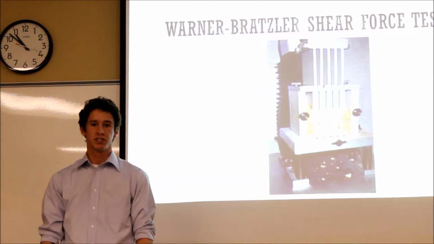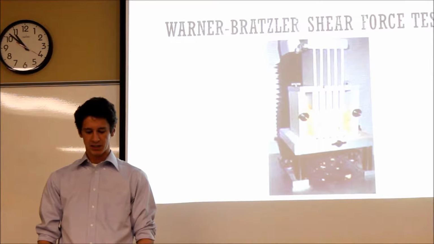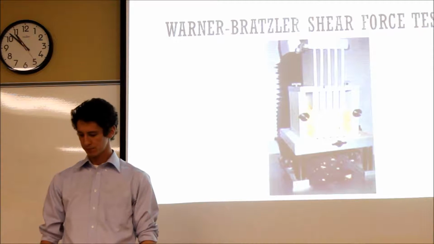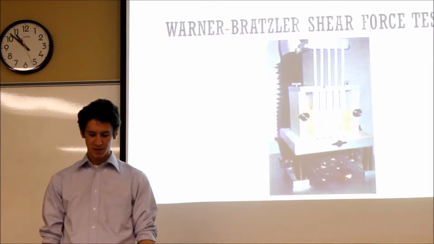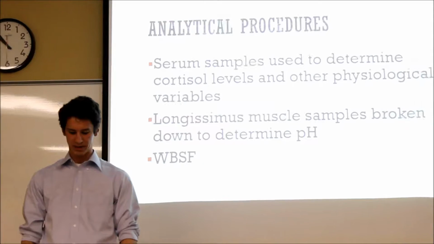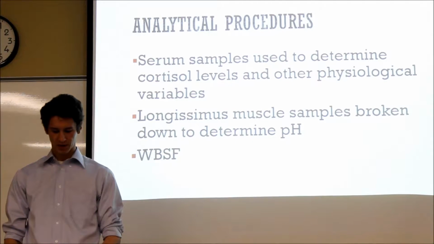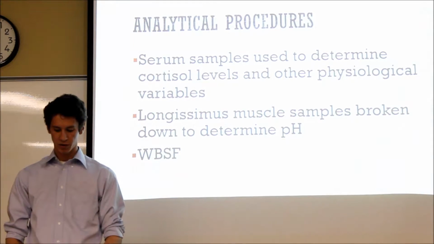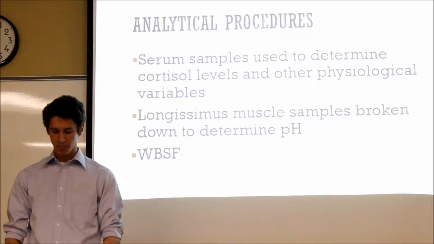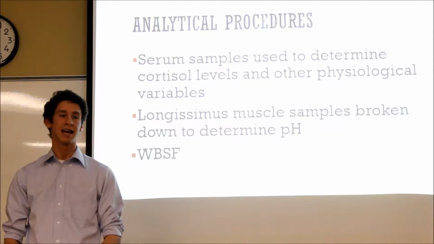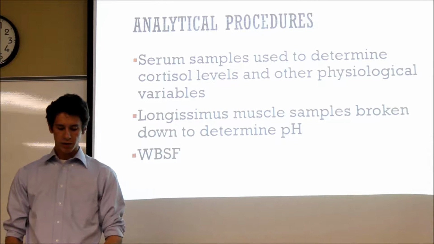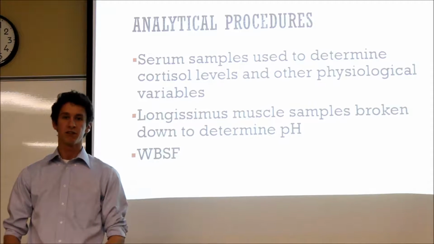Multiple analytical procedures were used at the end of this study for both pre- and post-slaughter samples. Serum samples were analyzed at the Department of Animal Science at New Mexico State University. These were analyzed for cortisol concentrations, creatine kinase levels, plasma glucose levels, and plasma lactate levels. Furthermore, we also wanted to analyze the pH of our meat samples.